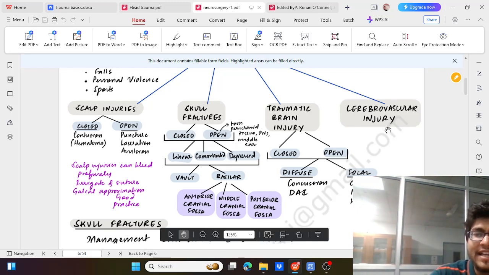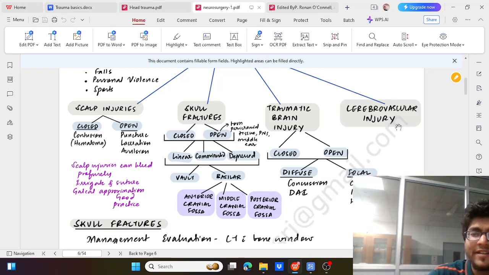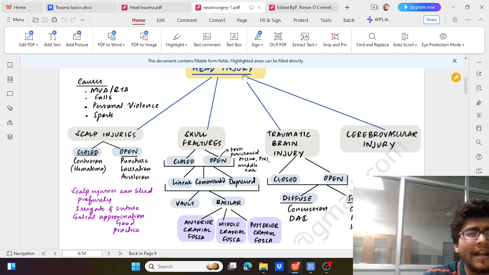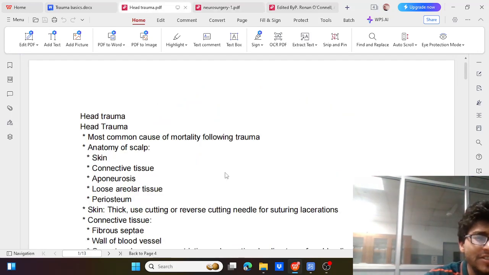And lastly, we have cerebrovascular injury. So any vessel getting injured in the brain area. So this is the last one, that is cerebrovascular injury. So this is the classification of head injury. And now we'll be going into details of head injury.